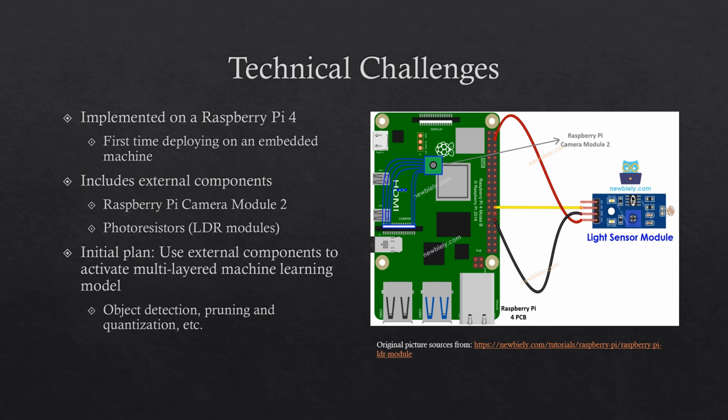Now, initially, the model was supposed to be this huge amalgamation of different machine learning techniques like object detection, pruning, and quantization, the whole nine yards, let's say. So it was really a big project, and I think the scope is really big. Because of how big the scope was, especially considering that this will be my first time deploying on an embedded machine, the scope itself is also a technical challenge, I think.